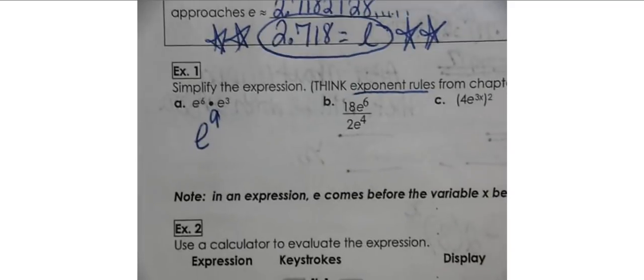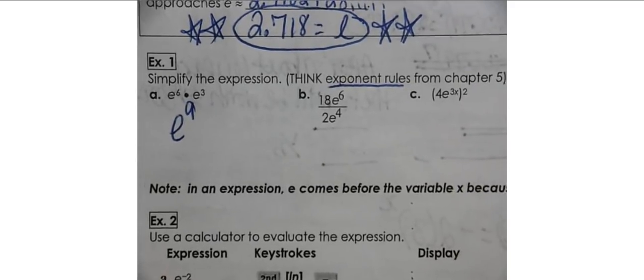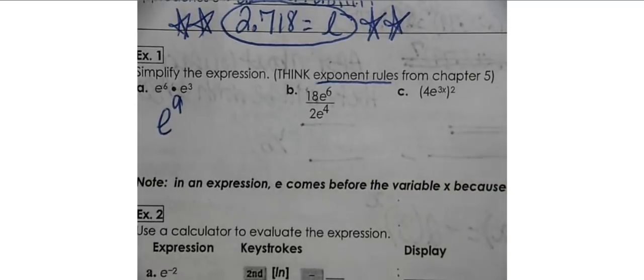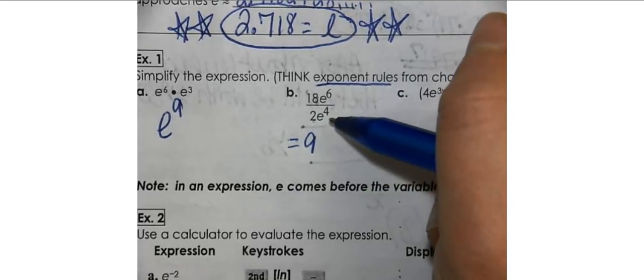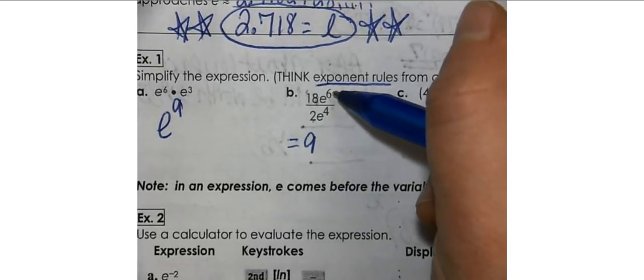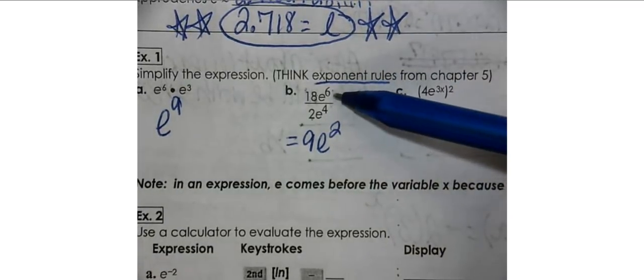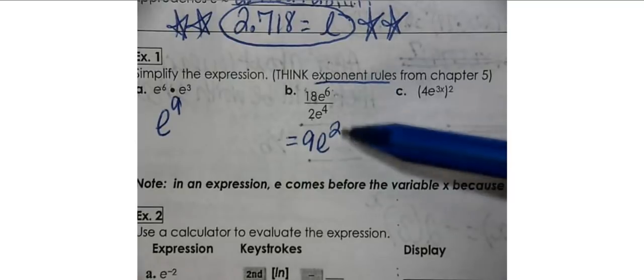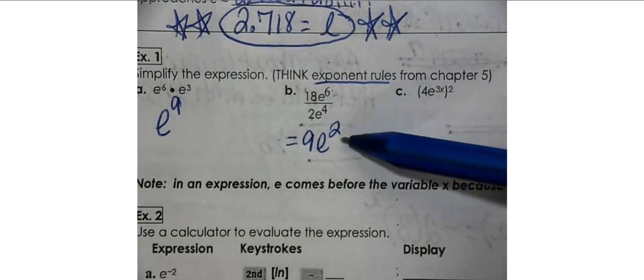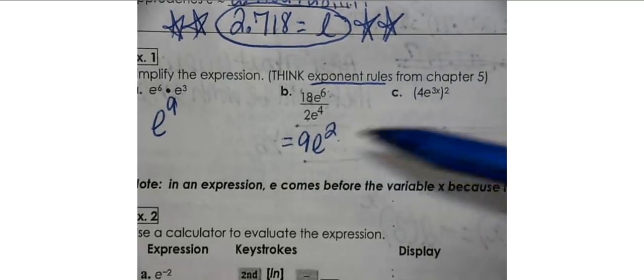Next, for letter B, we have 18e to the 6th divided by 2e to the 4th. I'm going to divide 18 divided by 2, that's equal to 9. And I'm going to subtract my exponents because they have the same base. 6 minus 4 is 2. Because there are more e's on top, that's where the e squared will be. So our answer is going to be 9e squared.